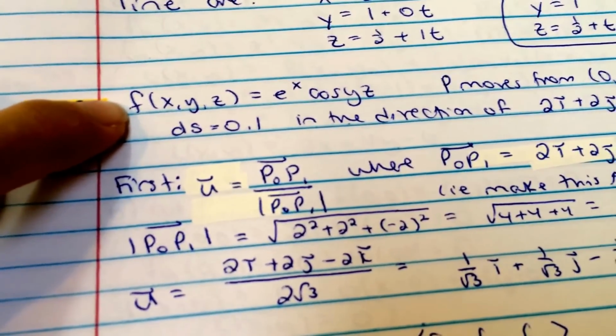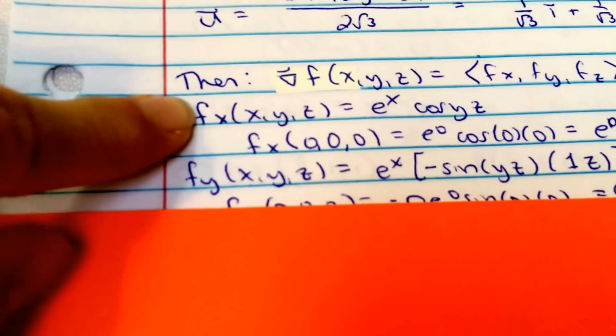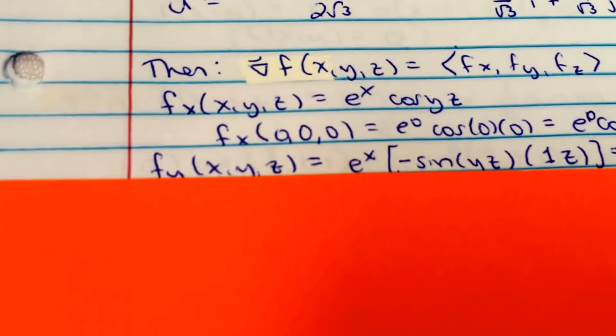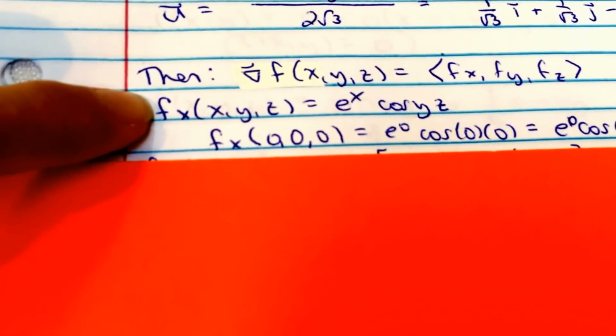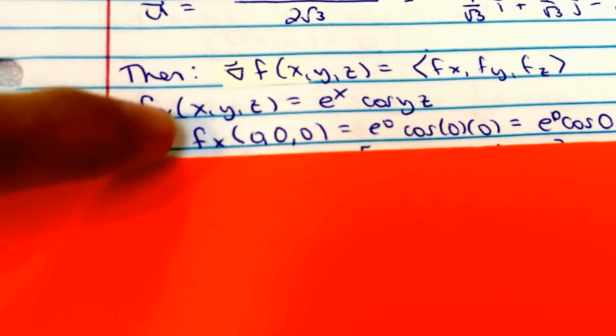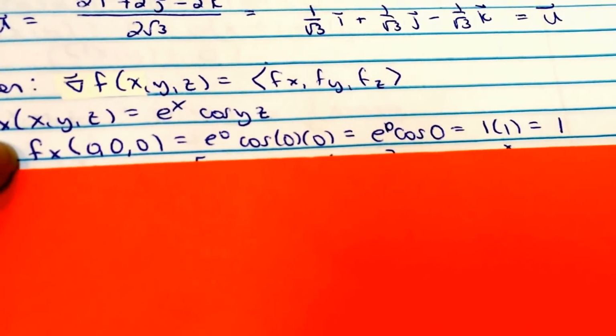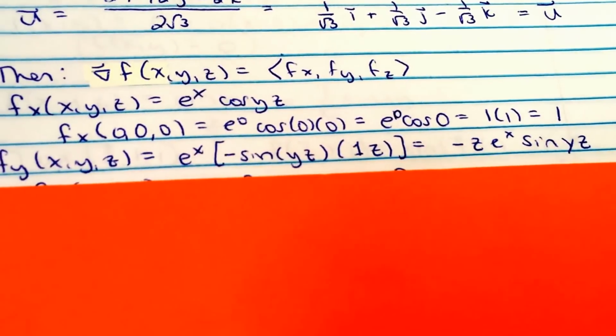Here's my function. This was already my first partial derivative. I see now what I did. It didn't change anything because it's e to the x. So this is already my first partial derivative. I found it as a function. Then I'm plugging in my point, so it ends up just being a 1. Then I do my next partial derivative.